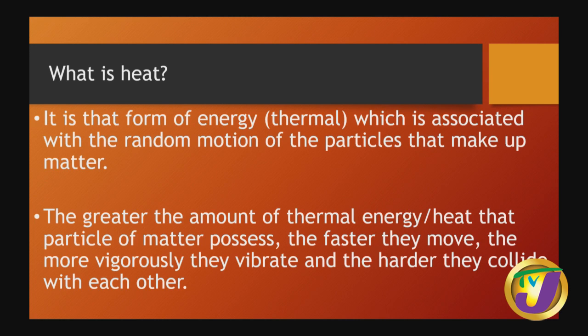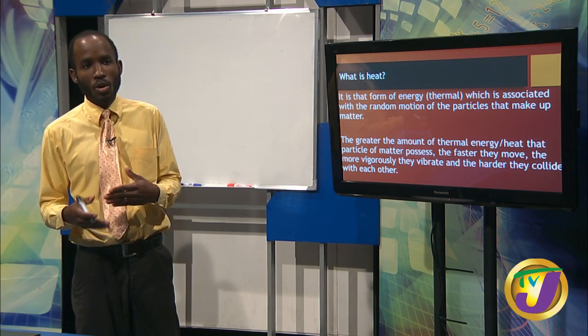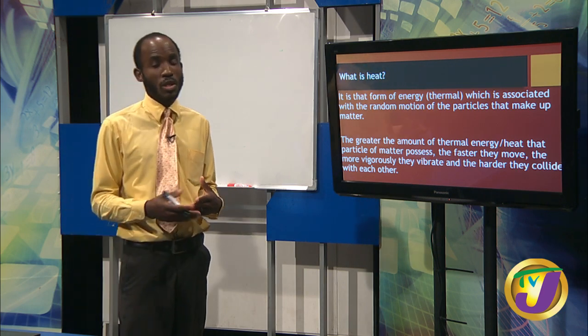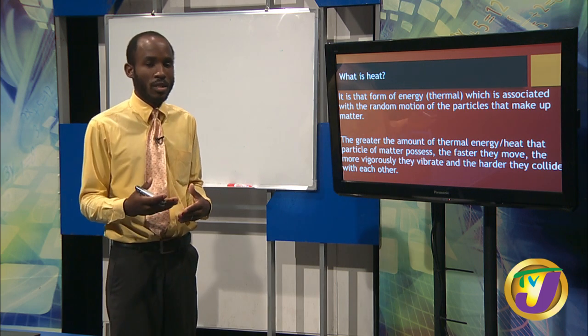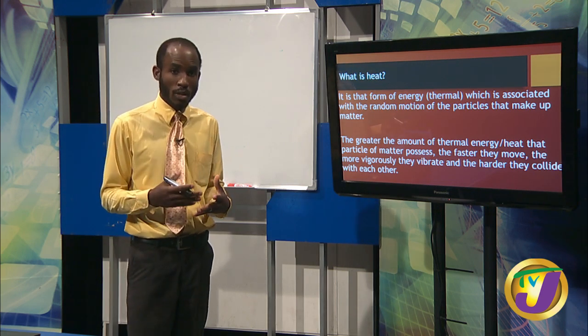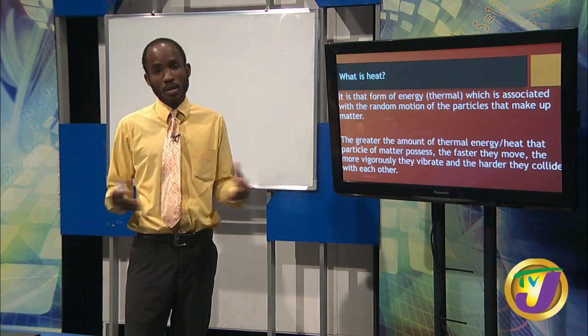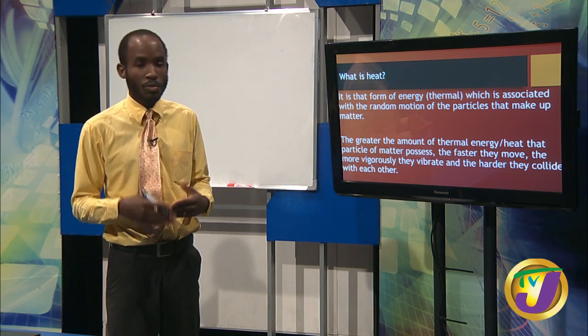So when it comes down to heat, heat now is that form of energy that affects the vibration of the particles. The greater the amount of thermal energy or heat that any particle of matter possesses, the faster they will move, the more vigorously they vibrate, and the harder they will collide with each other. So pretty much when you look at how heat affects particles, you must understand that the particles are in constant random motion, and when you add heat to it, they will vibrate more vigorously, they will move faster from place to place, and of course when they collide, because they are bundled together, they will collide harder and more frequently with each other.